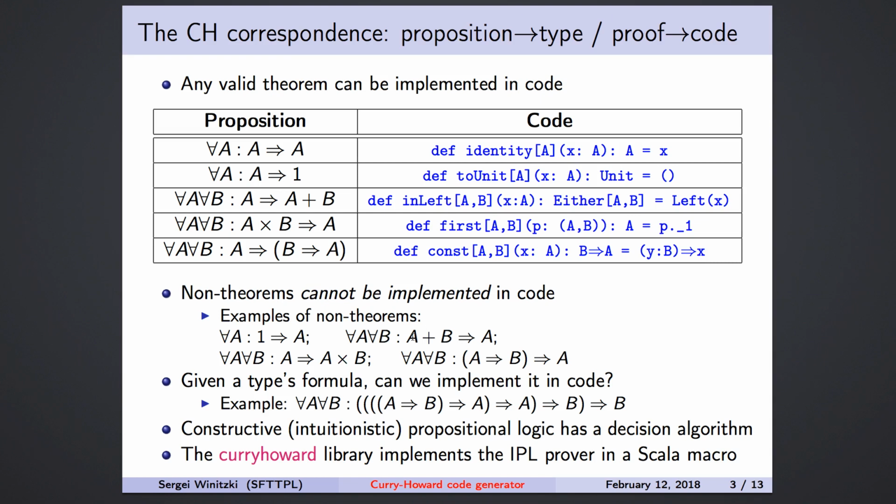Another example, from A plus B into A. So from the either type, either A, B, produce an A. You again cannot do this, because what if this either doesn't contain an A, it contains a B?